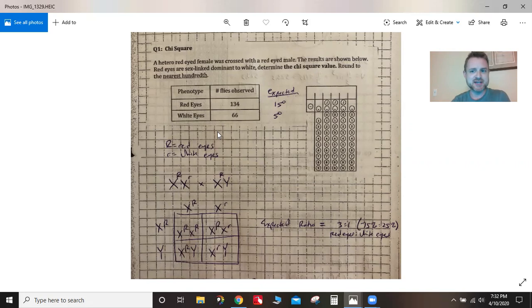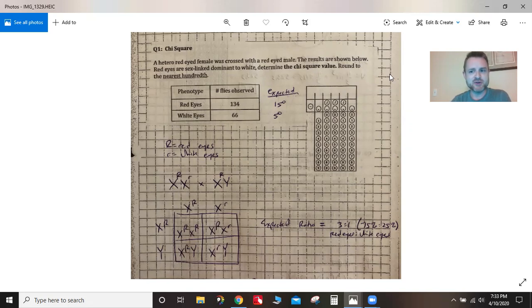Okay, question one is a chi-square question. A heterozygous red-eyed female was crossed with a red-eyed male. The results are shown below. Red eyes are sex-linked, dominant to white. Determine the chi-square value, rounded to the nearest hundredth place. Remember, these used to be grid-in questions. They're no longer, so you don't actually have to grid in the answer. I had those there in the past just to practice gridding in.